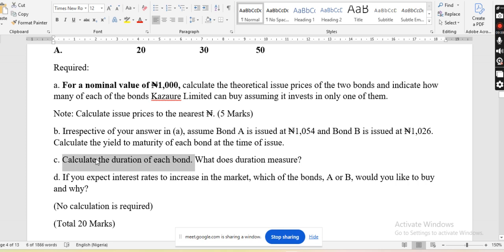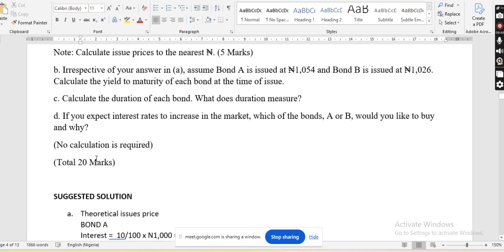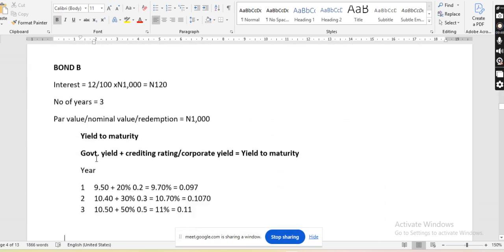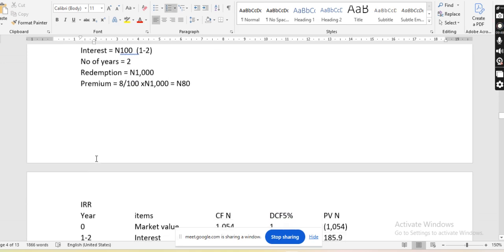Calculate the duration of each bond, right? Calculate the duration of each bond. Who can give me, if I want to determine the duration of a bond, what are the ingredients I need?